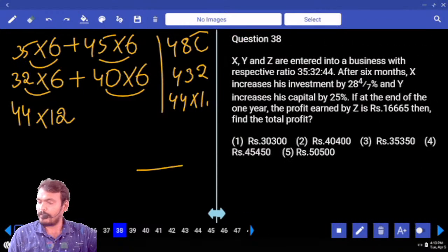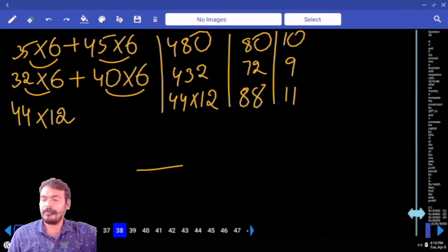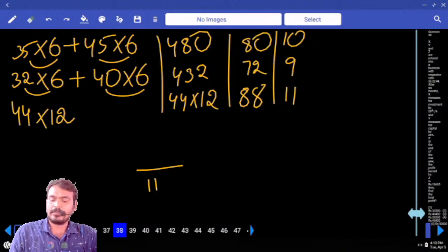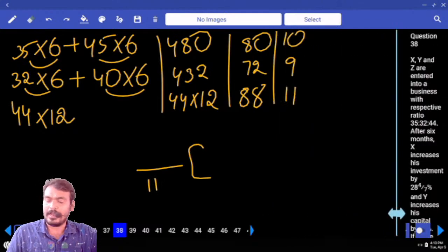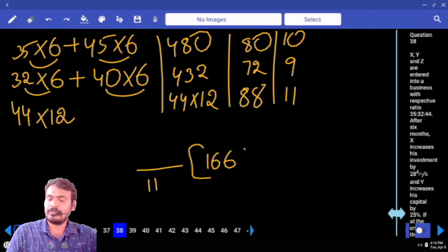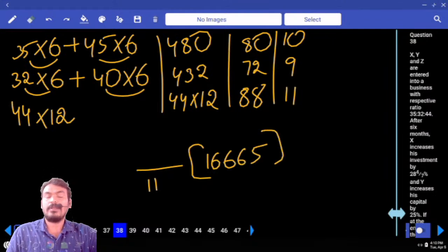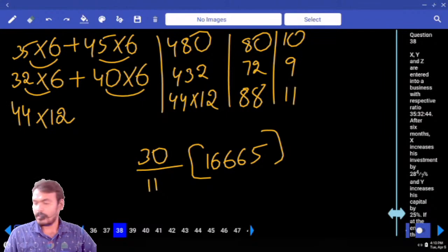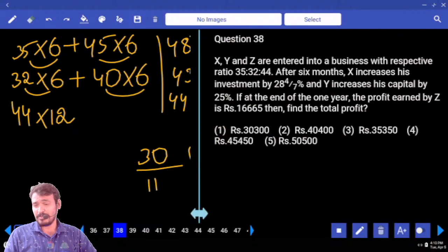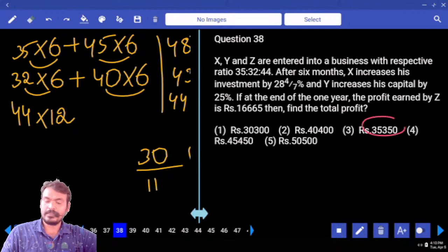And here which one's profit is given? Z's profit is given, but we require total profit. Z's profit is how many parts? 11 parts. 11 parts is given as 16,665. We require total profit. How many parts do we need? 30 parts, or not? 3 multiple number of possibilities. It is 353530, or not?